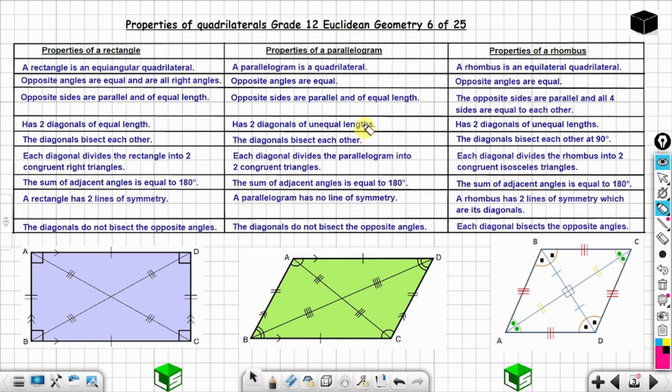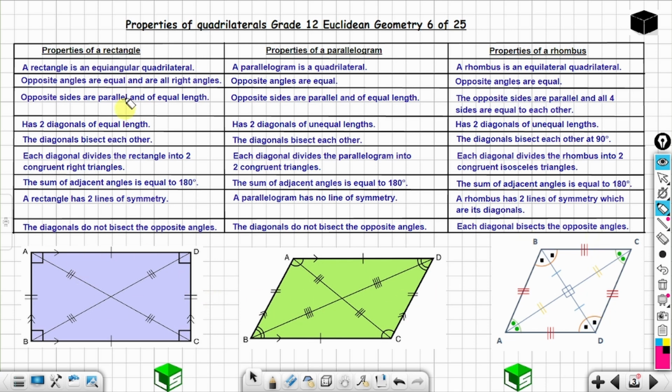Okay, for a parallelogram, the diagonals do not bisect the opposite angles. So this angle is not equal to this angle, and this angle is not equal to this angle. This angle is not equal to this angle. This angle is not equal to this angle. Okay, for a rhombus, each diagonal bisects the opposite angles. You can see the difference. You can see that this angle is equal to this angle. This angle is equal to this angle. This angle is equal to this angle. This angle is equal to this angle.